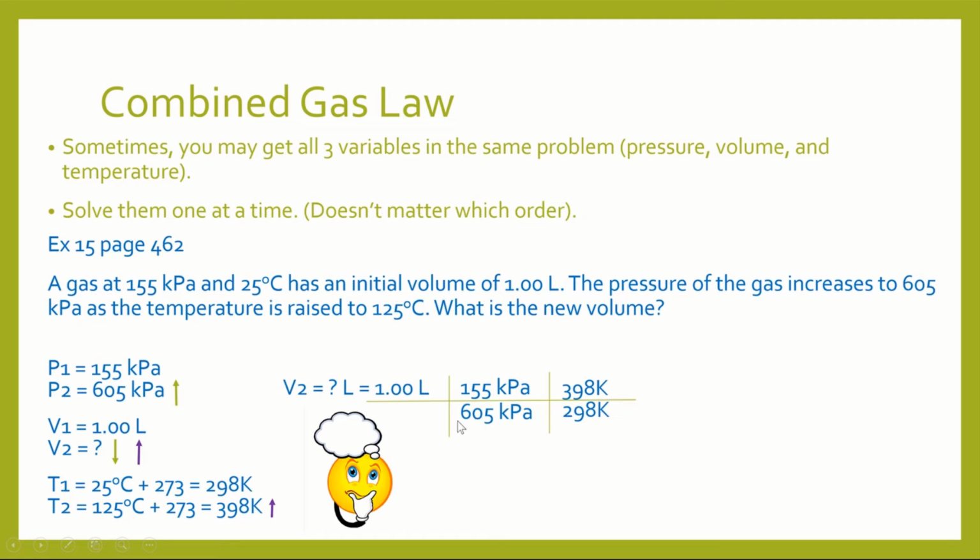Now all I have left to do is to multiply 1 times 155 times 398, divided by 605, divided by 298. We'll come up with 0.342 liters.